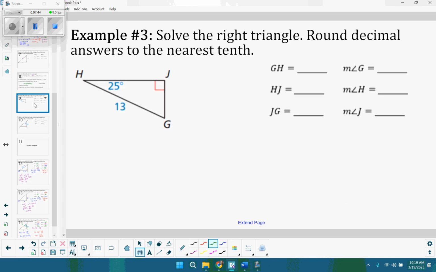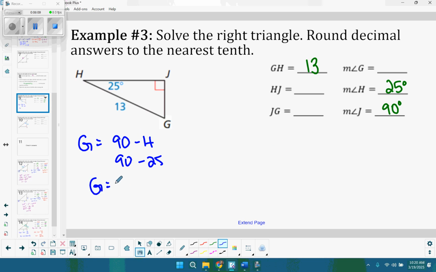So for example 3, let's fill in what we know. Angle H is 25 degrees. Angle J was our 90 degrees. And the length of HG or GH is 13. So to find the other angle, we could do 90 minus H, which is 25. So 90 minus 25 is 65 degrees. So G is equal to 65 degrees.